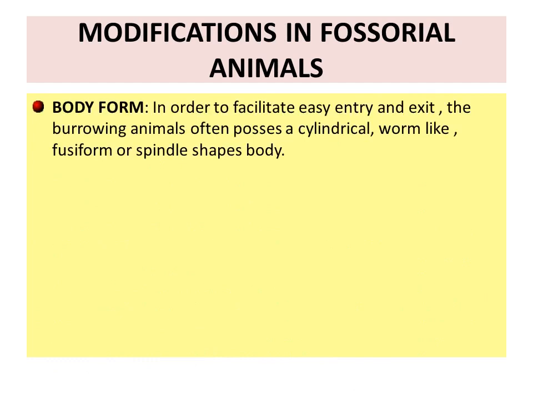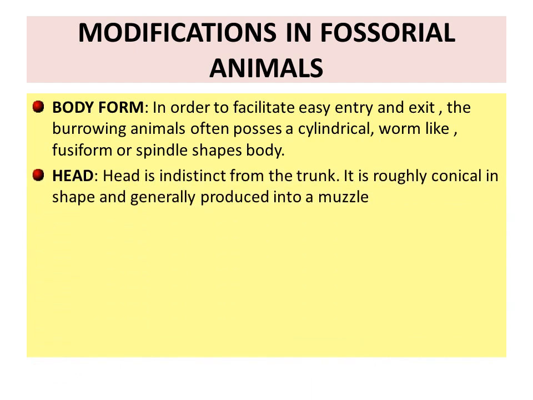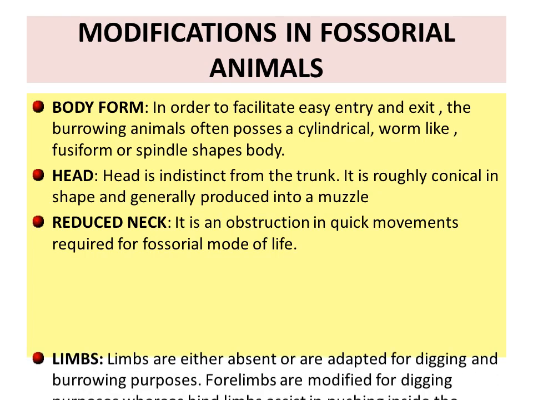The modifications shown by the fossorial animals are: firstly, body form. In order to facilitate easy entry and exit, the burrowing animals possess a cylindrical, worm-like, fusiform or spindle-shaped body. Head: the head is indistinct from the trunk. It is roughly conical in shape. Reduced neck: a neck is an obstruction for quick movement required for the fossorial mode of life.